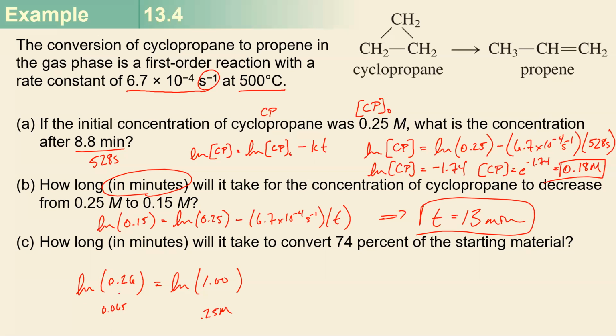And to me, it's easier to just think about it in terms of percentages. So we start with 100% always, right? And we end up with 26% because we've converted 74. Minus, we know our K, so -4 seconds. And we're solving again for time.